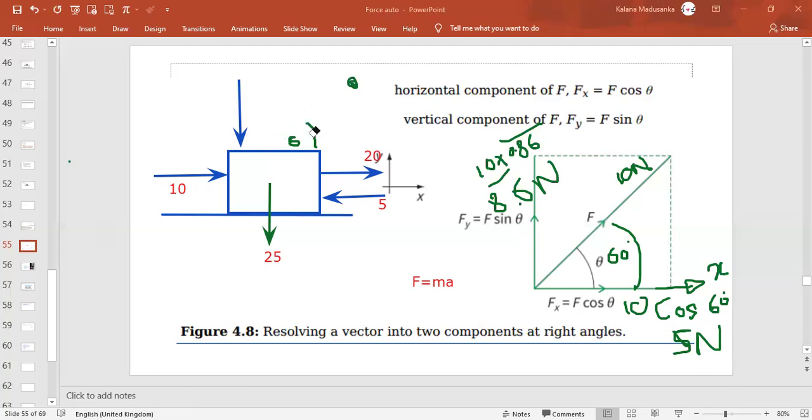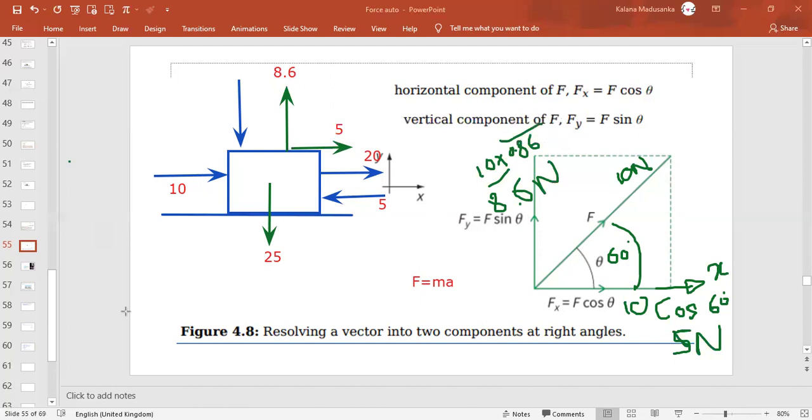Now instead of this 10 newton force, what I can do? I can remove that one, and instead of that force, I can use these two forces. I can draw a force upward, and the value should be 8.6. And also another force in this direction. And what is that value? 5 newtons. Now, can you find me the resultant force in this force diagram?